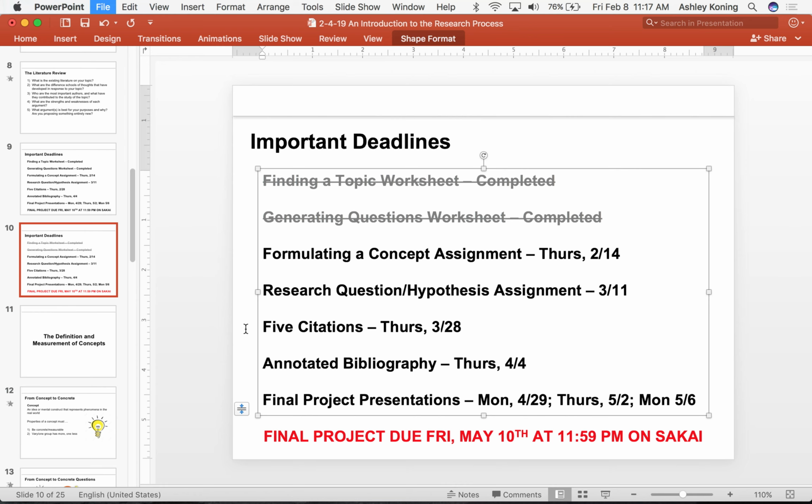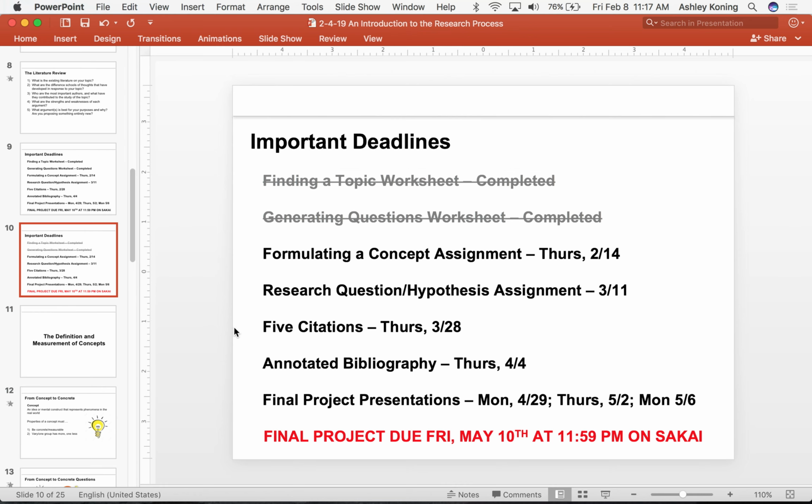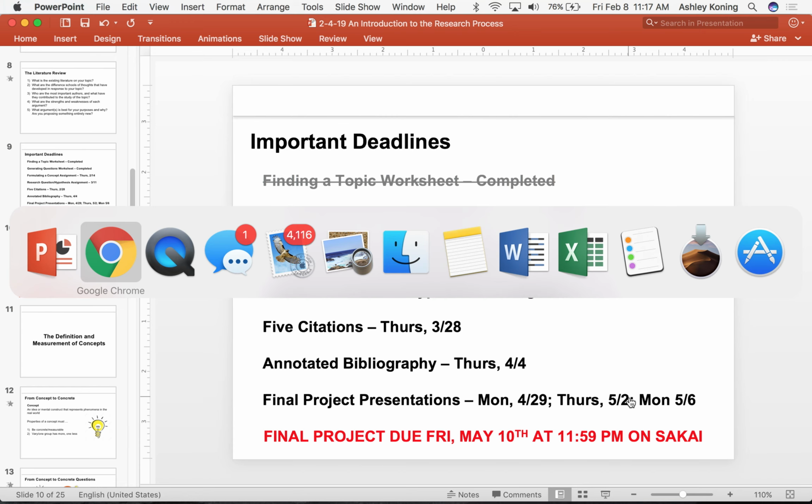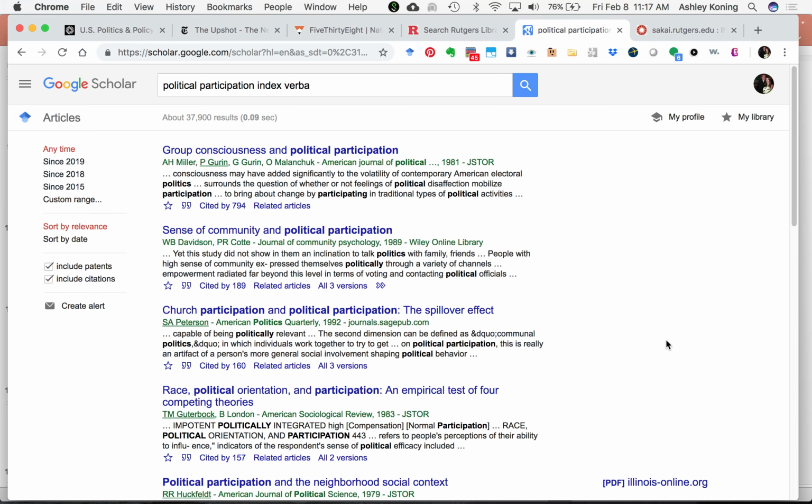You'll have your 5 citations due on March 28th. You'll have your annotated bibliography due on 4/4. And then your final project presentations, which we'll talk a little bit more about as the semester goes on, will be the last 3 classes of the semester, with your paper due that Friday. And we'll also be working on a lot of the analysis for your paper during class time. So there'll be plenty of time built in and plenty of steps along the way to help you along with your research paper.